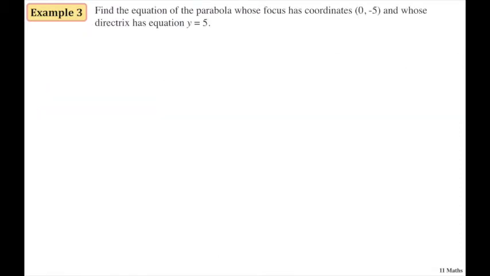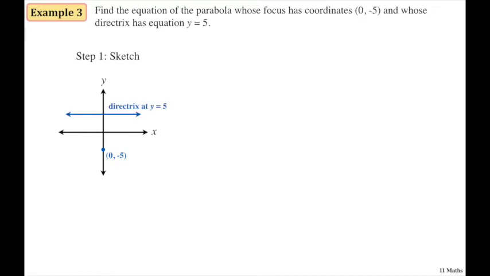Let's have a look at example 3. Find the equation of the parabola whose focus has coordinates (0, -5) and has a directrix of y = 5. Let's do a bit of a sketch. So the focus is at (0, -5). The directrix is y = 5. The focus is always inside the parabola, so it must open downwards. That means this parabola has a focal length of 5 still. Its distance from the focus to the vertex is 5.